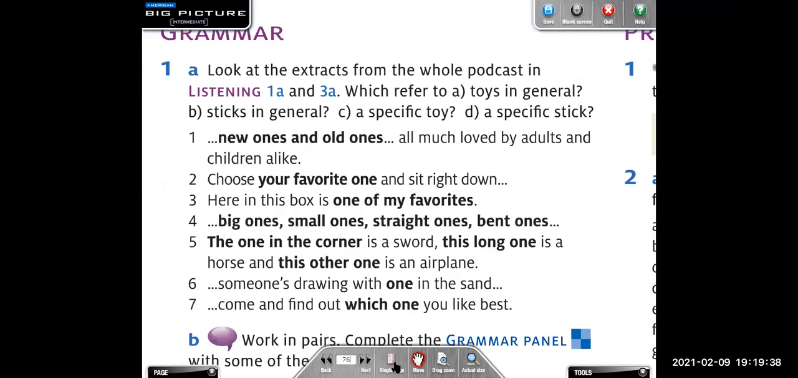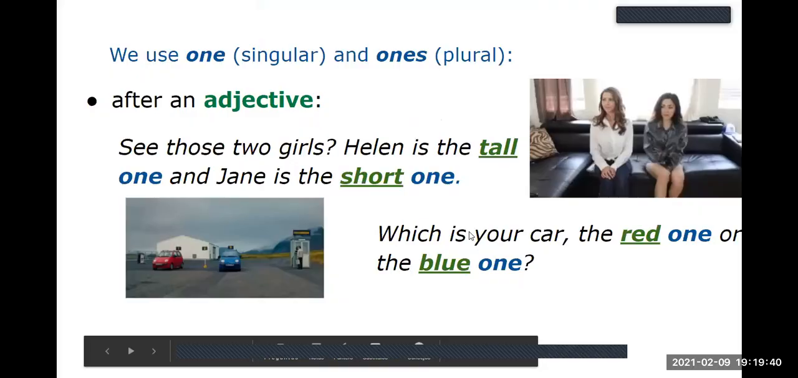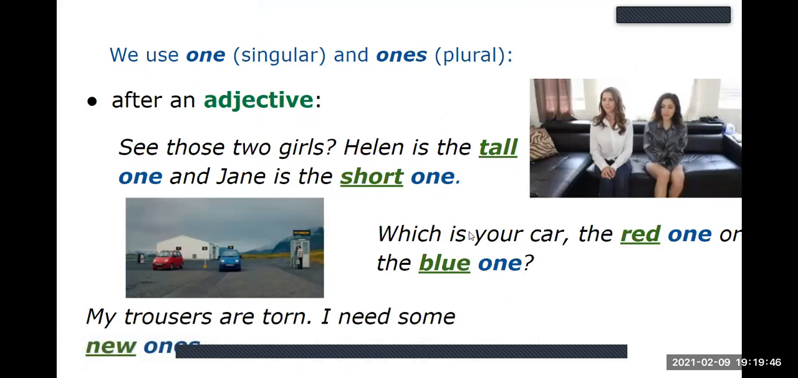Good. The next form in which we can use it: the trousers are torn. I need some new ones. This is another adjective, right? New ones. So don't forget, we can use this after adjectives. The next one, we can use one or ones after the.